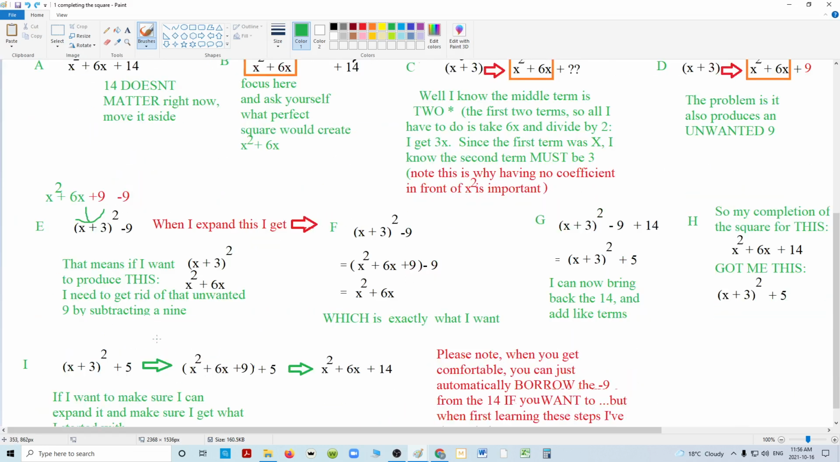All right, fair enough. This means that if I want x plus 3 squared to produce this part of it, I need to get rid of that unwanted 9 by subtracting a 9. That's all I'm doing here.